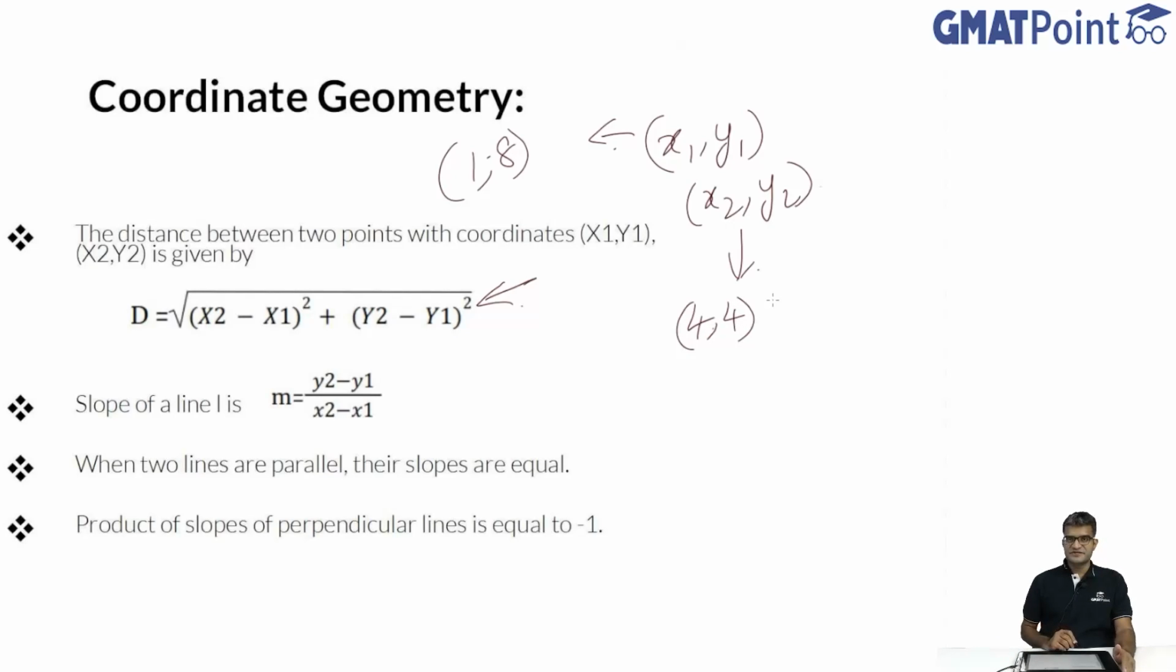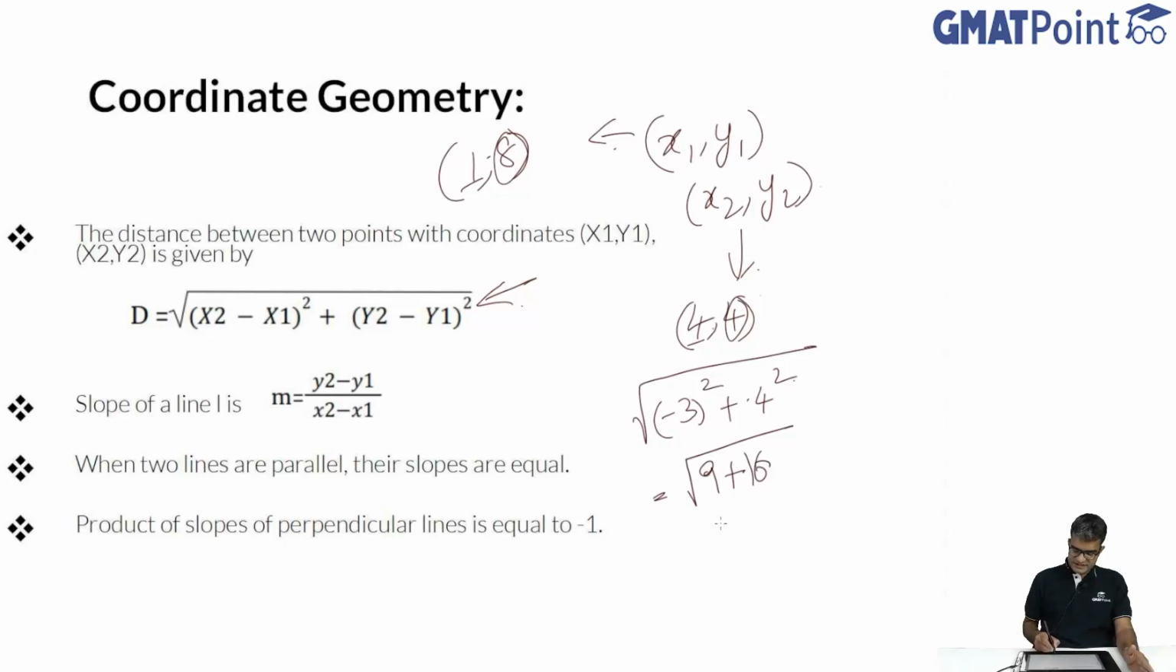What is the distance between these 2 points? The distance will be equal to square root of 1 minus 4 whole square, which is minus 3 whole square, plus 8 minus 4 whole square, which is 4 square. This is equal to square root of minus 3 whole square, that is 9, plus 4 square, that is 16. So this is equal to square root of 25, which is equal to 5 units. So the distance between these 2 points, 1, 8 and 4, 4 can be calculated like this.